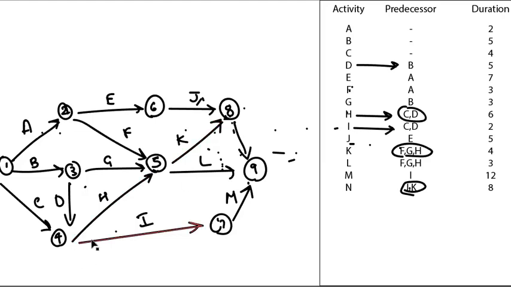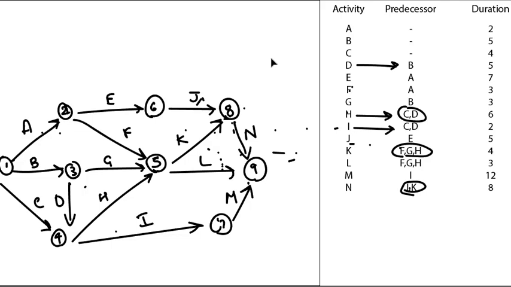M is coming from I, and I is coming from C and D. M is coming from I, and N is coming from J and K. Okay, so L, M, N are lastly meeting at a particular node. Same path goes for this as well. You should draw the boxes around.